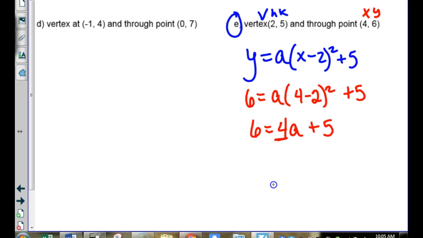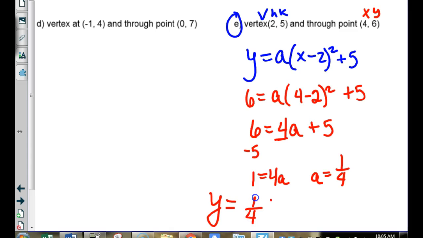Okay, so now what? Subtract the 5. And we get a is 1/4. So what's the equation? 1/4 times x minus 2 squared plus 5.